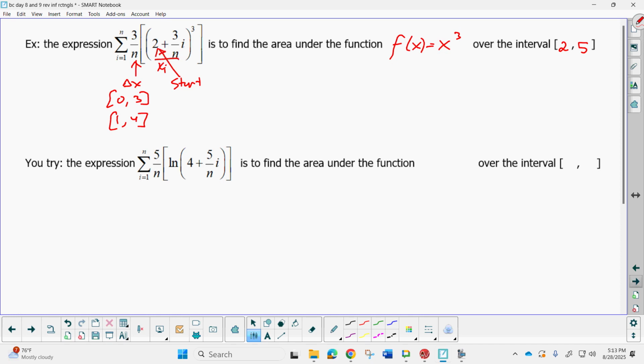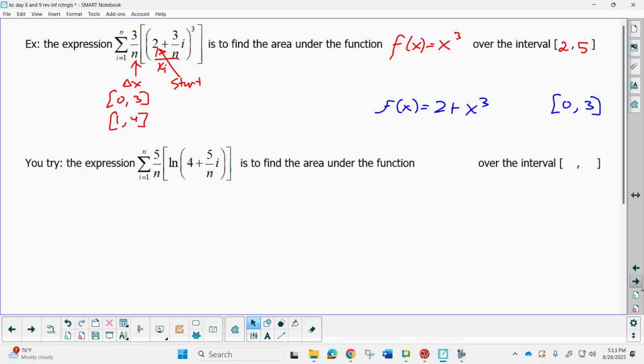Now, if you're like most curious classes, you might say, well, wait a second, how do you know that 2 is the starting value? How do you know that's not part of the function? In which case, if you say that's part of the function, you might say the region goes from 0 to 3, and the function is 2 plus x cubed. That's a fair point. To which I say both are correct.